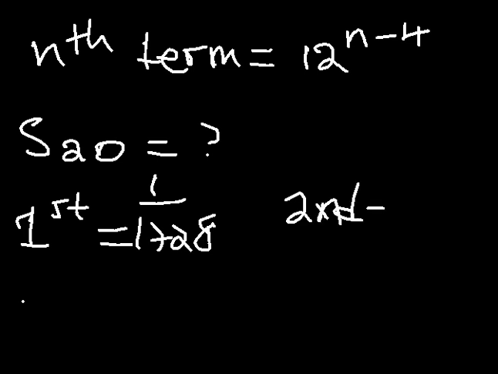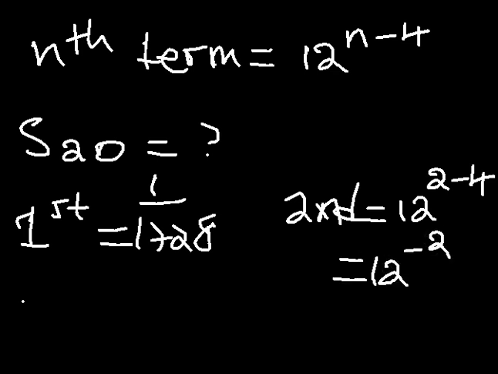So now the second term will be found by having the number of terms given as 2. Which means we have 12 to the power 2 minus 4, which is the same as 12 to the power negative 2, which is the same as 1 over 12 to the power 2. So what is 12 to the power 2?